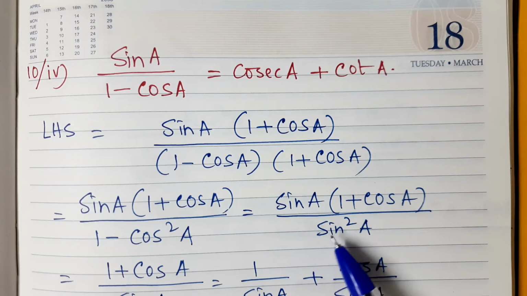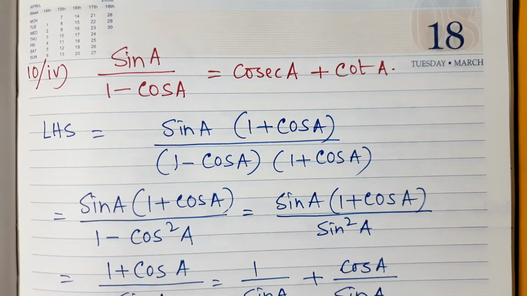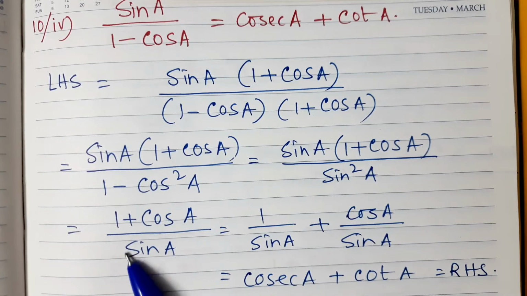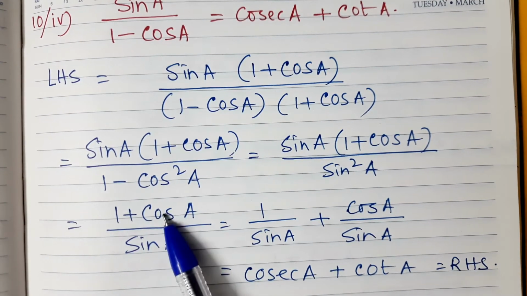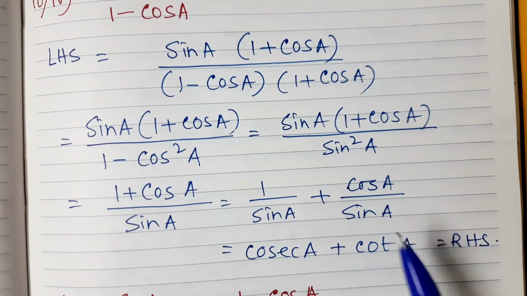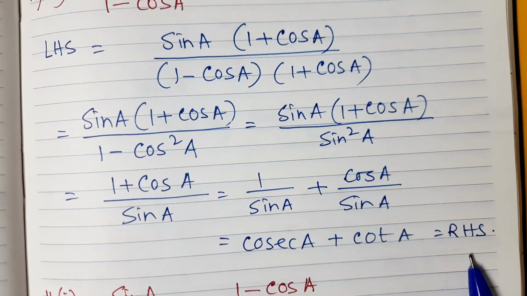Okay, now one sine from sin square A will get cancelled. So it is 1 plus cos A divided by sin A. Now I am dividing this sin A in each of these terms. So it is 1 by sin A plus cos A by sin A. Now 1 by sin is what? Cosec A, and cos by sin is cot A. So that is the required right hand side.